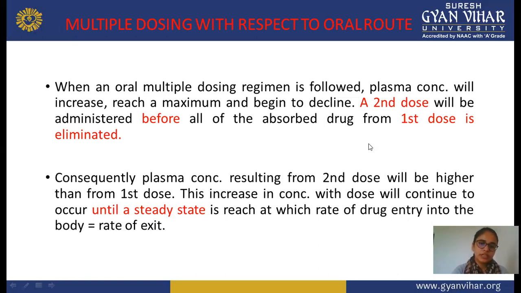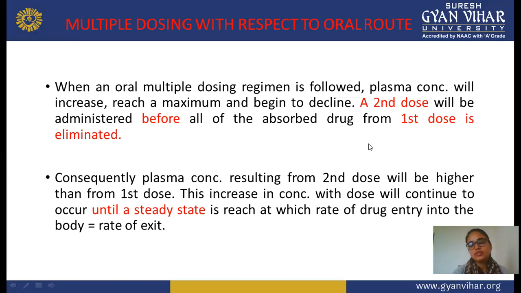Next is, consequently, the plasma concentration resulting from the second dose will be higher than the first dose. Means the plasma dose of the second dose will be higher compared to your first dose, so you should increase the concentration of the drug repetitively. Suppose you are taking a 300 mg first dose, then for the second dose you require more than 300 mg, maybe 400 mg or 500 mg. So your second dose is always greater than your first dose.